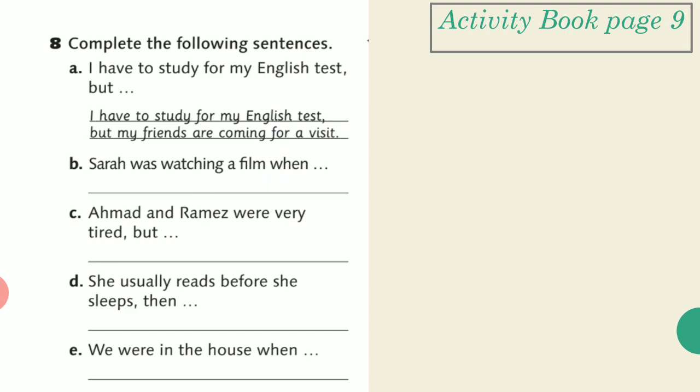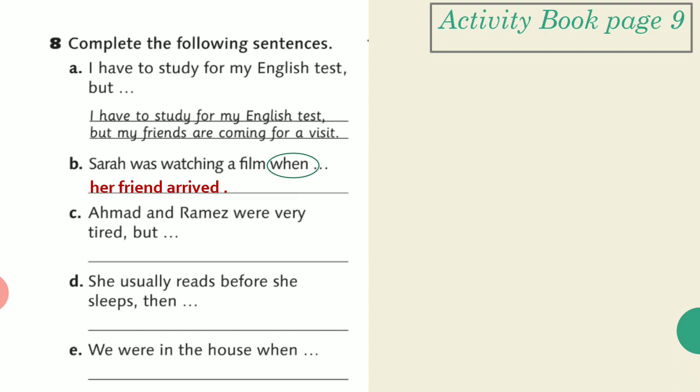Let's go to B. Sarah was watching a film when. Again, we have here a keyword or a linking word, which is when. And as you know, when has two verbs, long action and short action that happened in the past. We use the long action, which is was watching. So after when, we will use a past simple sentence. So Sarah was watching a film when her friend arrived. Okay, let's move to C.